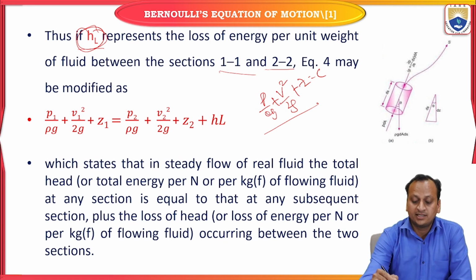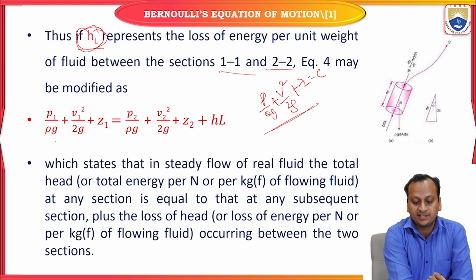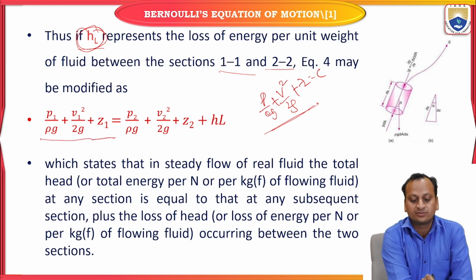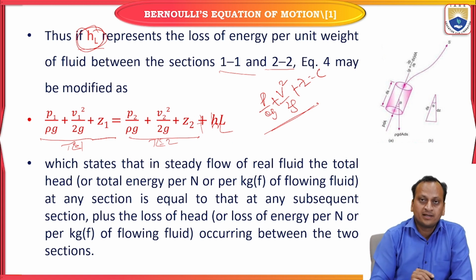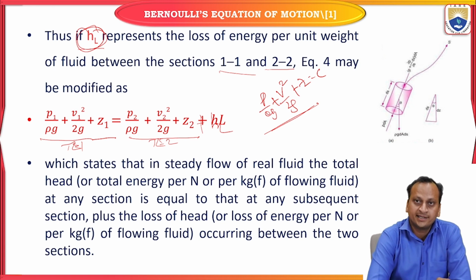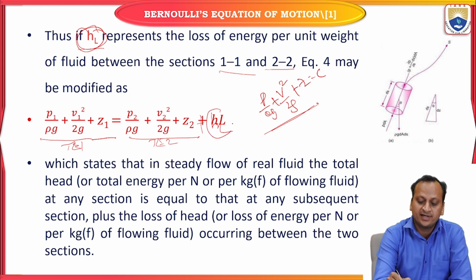the total energy at 2 different points. So it can be written as P1 by rho g plus V1 square by 2g plus Z1 is equal to total energy at point 2. Total energy at point 1 is equal to total energy at point 2 plus losses HL. So the loss of head is due to so many parameters. Majorly, the loss of head due to friction will be taken as a major energy loss. Loss of head due to other reasons may be considered as minor energy losses, and the total energy loss is given as HL.